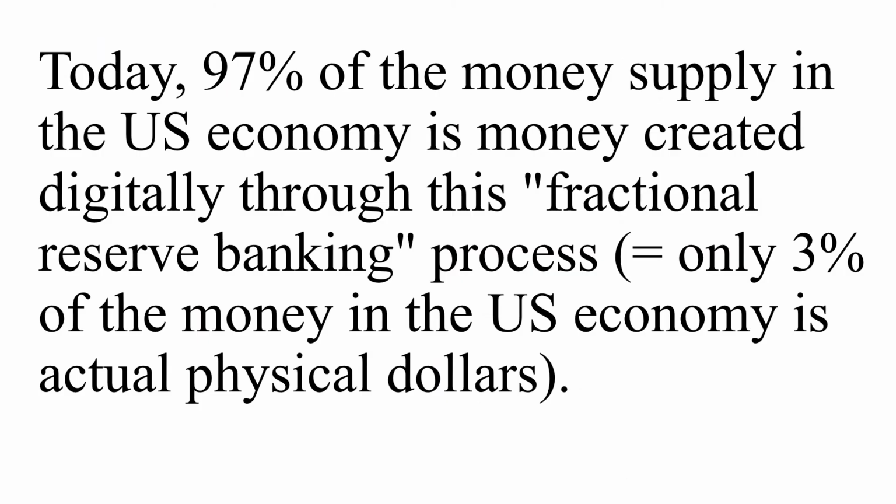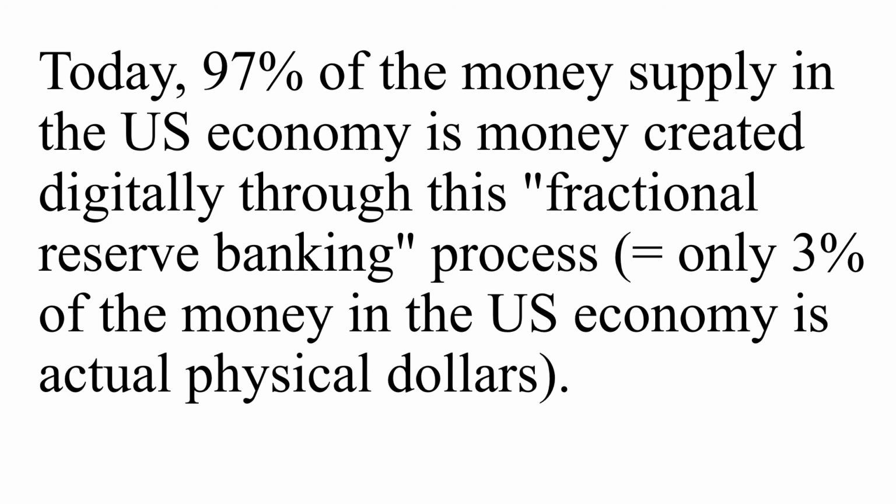So when we look at the U.S. economy today, 97% of all the money supply, all the money circulating in the U.S. economy, is money that's created digitally in the form of a loan. And this happens through a process called fractional reserve banking. This is another way of saying that only 3% of the money circulating in the U.S. economy is the actual physical currency, dollars and change.